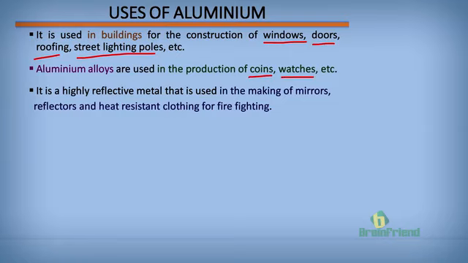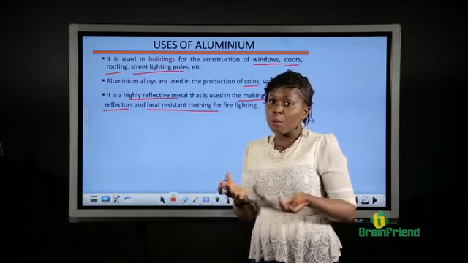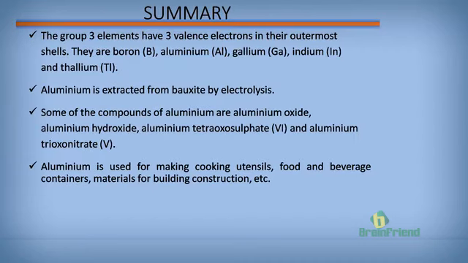Aluminium is a highly reflective metal. As we said, it has this white and silvery color. It's a highly reflective metal used in the making of mirrors, reflectors, and heat-resistant clothing for fire fighting. So these are just some of the uses of aluminium. With this, we have come to the end of this lesson. So let's take a quick summary of what we have learned so far.